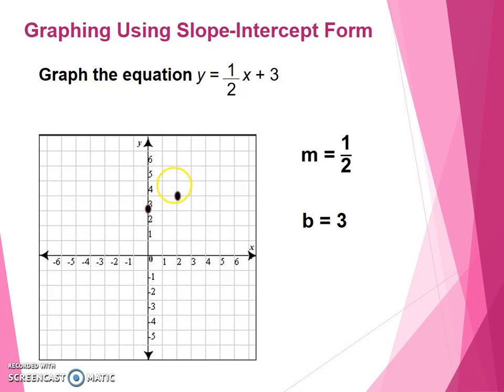Now I could continue that, and I could go, once again, up 1 and over 2 and put another point, up 1, over 2, put another point. All of these points are going to lie in a straight line, and then I can use my straight edge and draw the line between them.